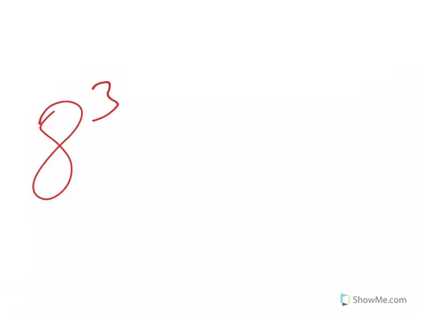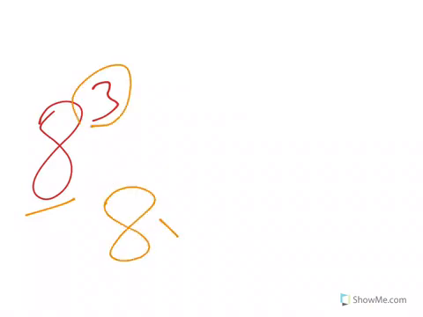Now they're asking us to flip it. So this is the exponential form. They want us to write it in expanded form. They want us to write it out. So we know the base number is 8, so I'm going to be writing 8s. And how many am I going to write? I'm going to write 3. 8 times 8 times 8.